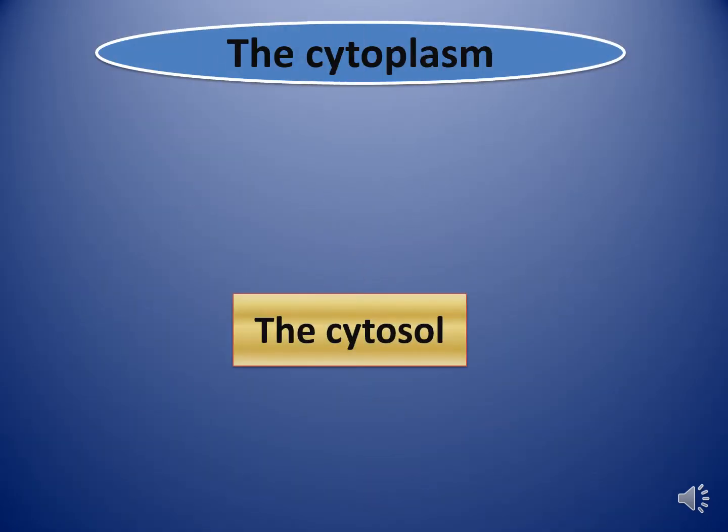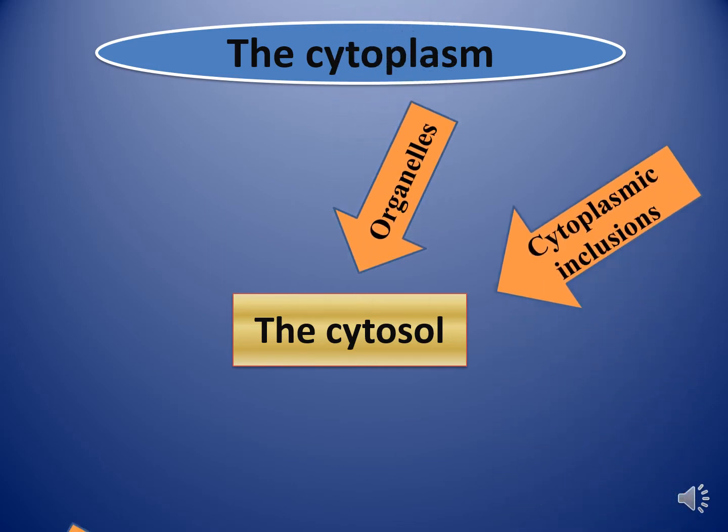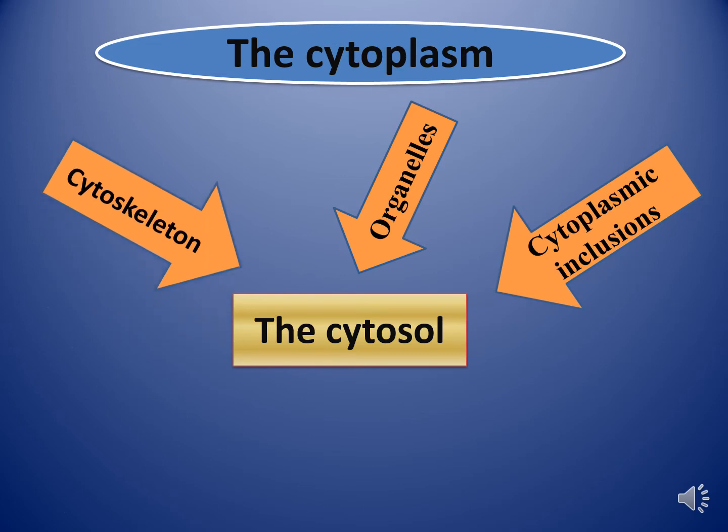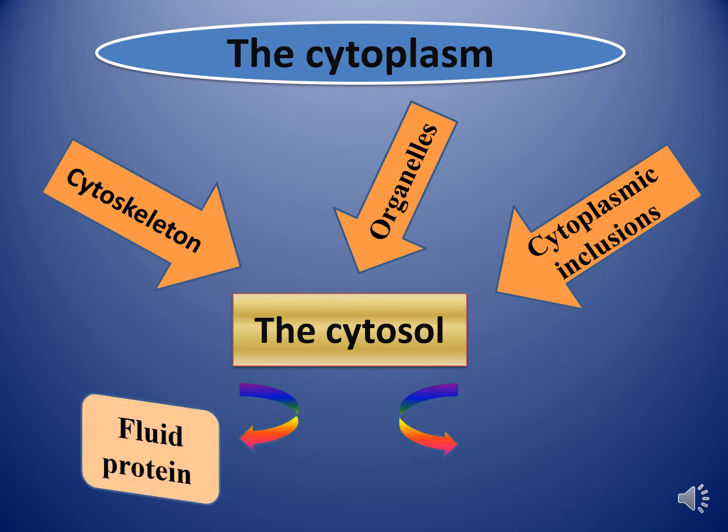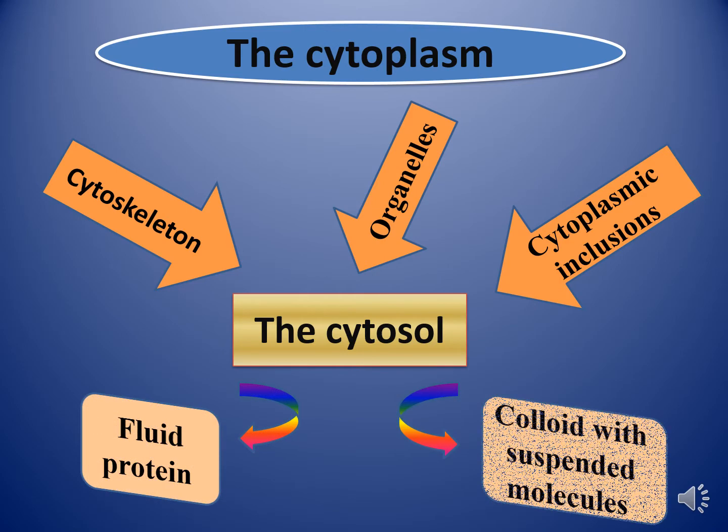The cytoplasm is composed of cytosol, also called matrix, in which this matrix embeds several organelles, cytoplasmic inclusions, and cytoskeleton. The nature of cytosol is soluble ground substance, which consists of fluid proteins and colloid with suspended molecules.